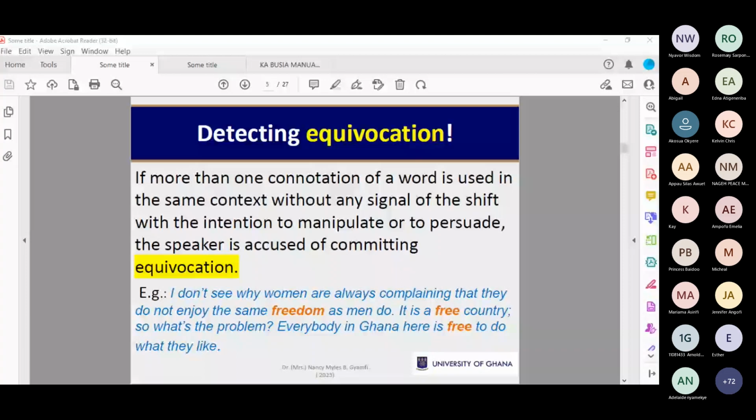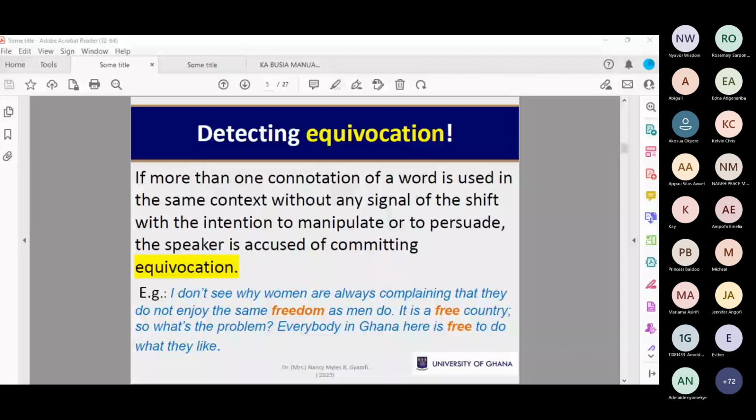Go ahead. Detecting equivocation. If more than one connotation of a word is used in the same context without any signal of the shift, with the intention to manipulate or to persuade, the speaker is accused of committing equivocation. Very good.